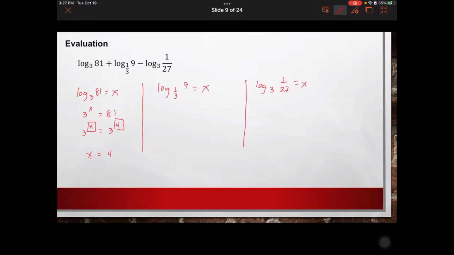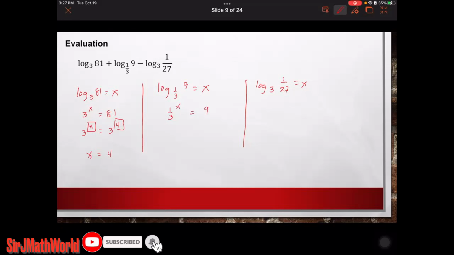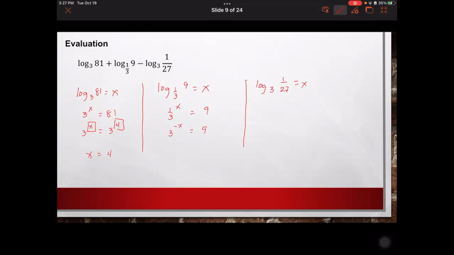Next is logarithm of 9 with base 1/3 is equal to x. So this will be 1/3 raised to x is equal to 9. So this will be 3 raised to negative x is equal to 9. Then you will have 3 raised to negative x is equal to 3 raised to 2, kasi 3 squared is 9. Then negative x is equal to 2. Divide both sides by negative 1. Your x is equal to negative 2.